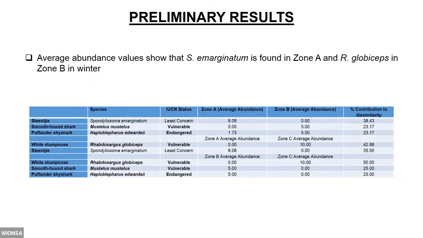According to the SIMPER model for winter, as we can see in our table, we are not seeing a lot of fish. We have also observed in our table that the Spondyliosoma emarginatum, we are seeing it now in zone A. And we are also picking up that the Rhabdosargus globiceps is in zone C. We are also picking up new species that we did not see in summer.